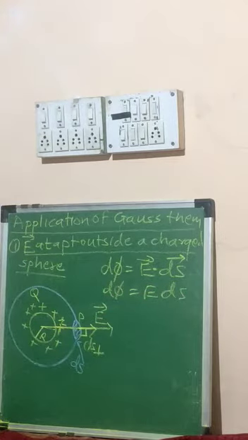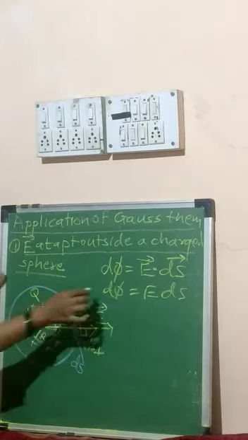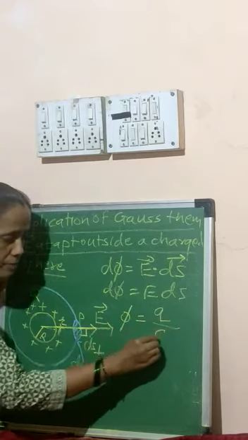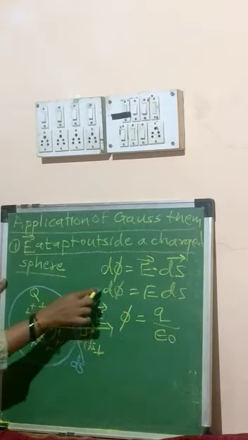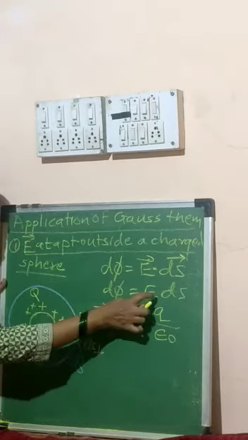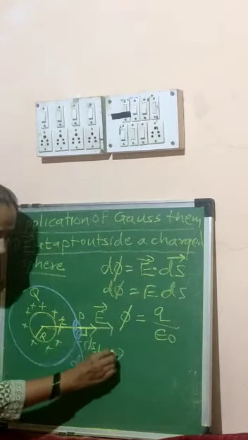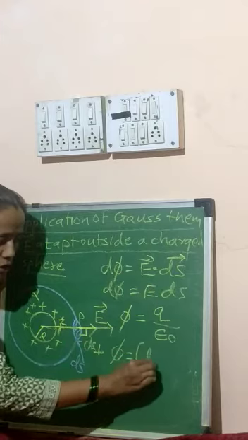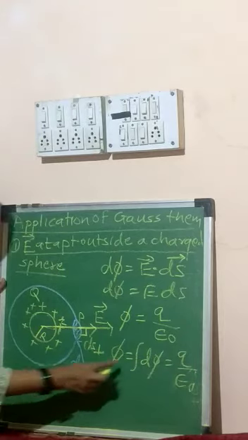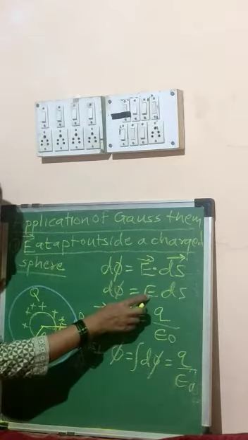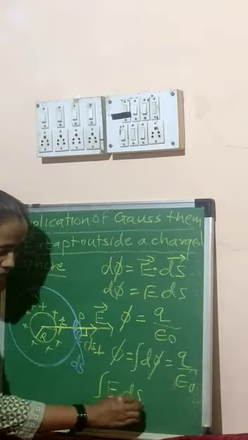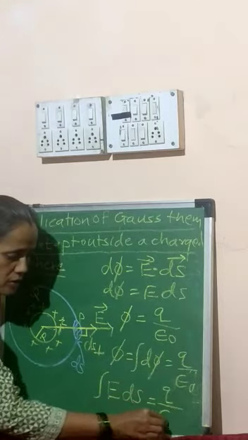And therefore, now I can consider a Gauss theorem. What Gauss theorem says that? Gauss theorem says that phi is equal to nothing but Q upon epsilon naught. Now what we have? d phi. From d phi, if I want to find out this phi, I have to integrate this expression. So now what I do? Phi is equal to integration of d phi, which is equal to Q upon epsilon naught. Now integration of d phi, I have to put the value of d phi. So value of d phi is what here? Integration of E ds is equal to Q upon epsilon naught.